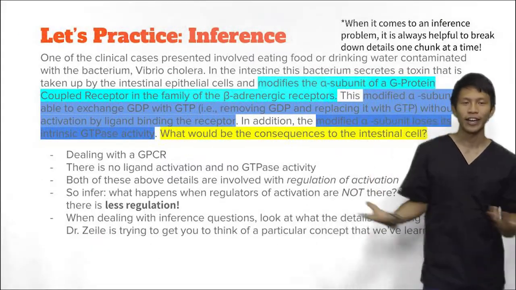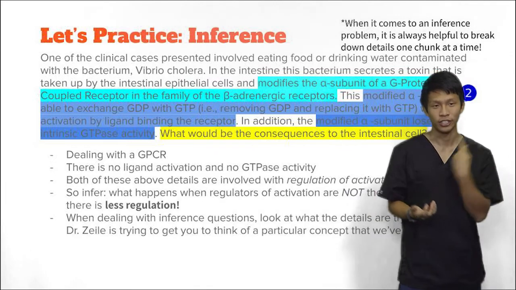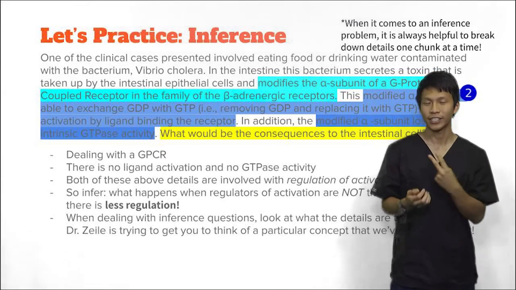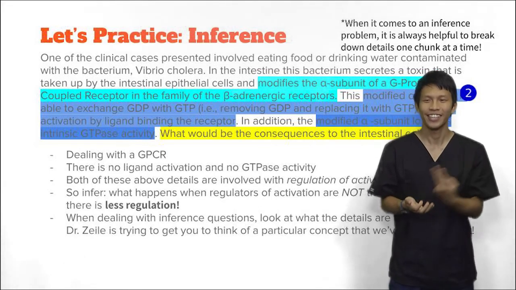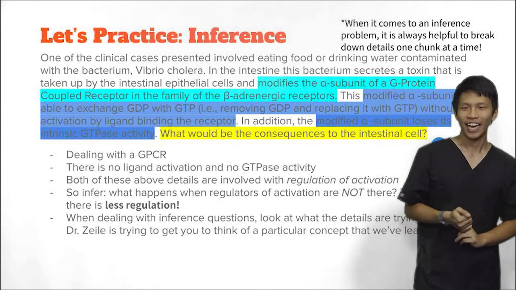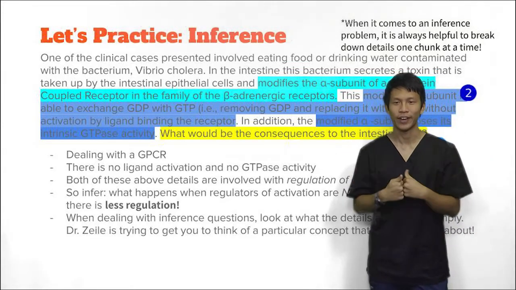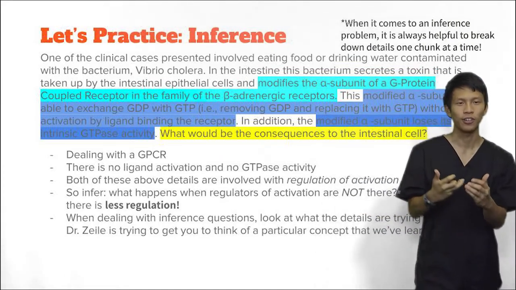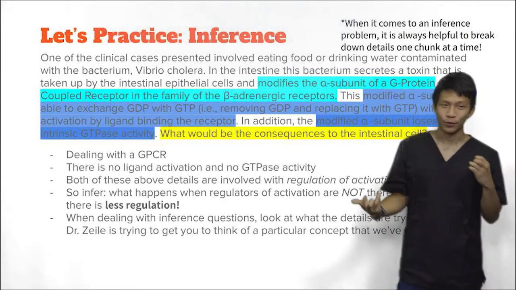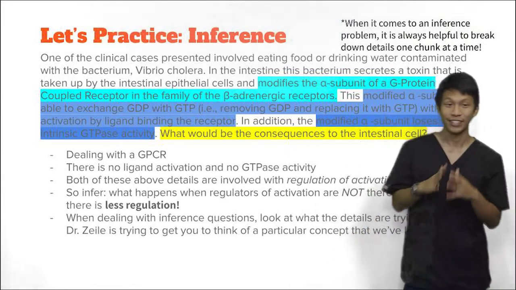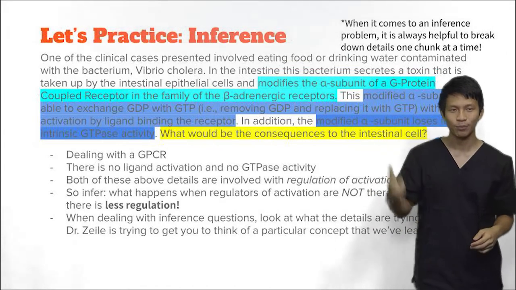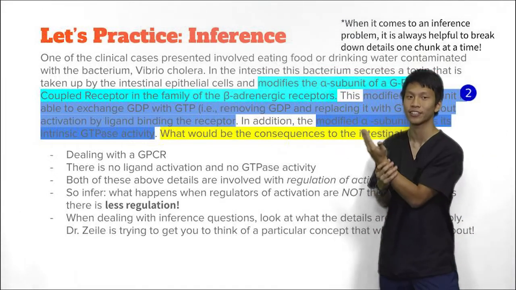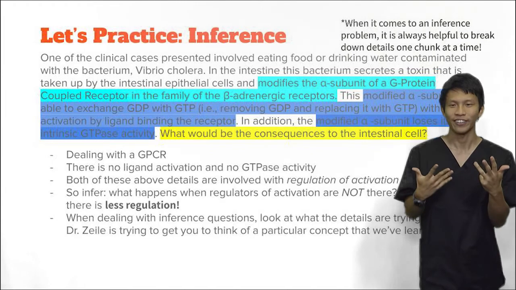So now we combine all these facts together, and you have to think, okay, it's a GPCR, and our alpha subunit is weird, in that it turns on and can't turn off. All these details above are leading to this fact. All of them are involved with the regulation of activation, and we have lost the control for that regulation. If we've lost the control, that means this process is going to be constantly on. So for these inference questions, you have to look at what the details are implying. Here, it's implying that regulation is turned off.